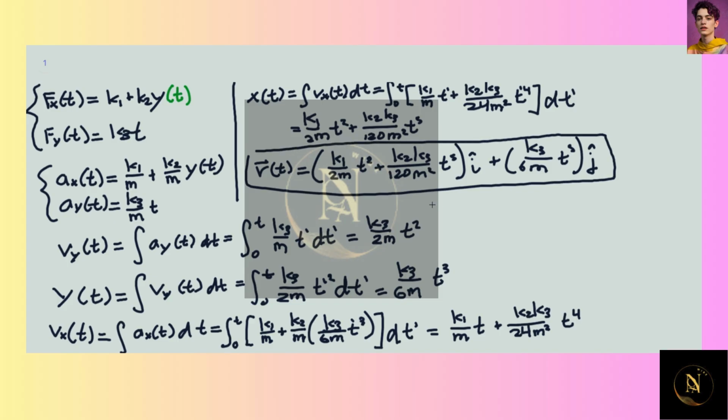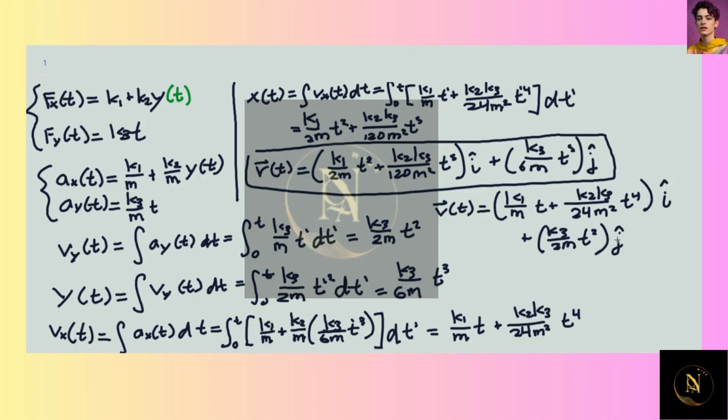Big box. And then the velocity vector is also going to be really big. Let's do it over here. Velocity as a function of time. The x component of velocity we said was k1 over m t plus k2 k3 over 24 m squared t to the fourth power. This is in the i hat direction. And then add that to the y component, which is k3 over 2m t squared in the j hat direction. That is what the velocity is.